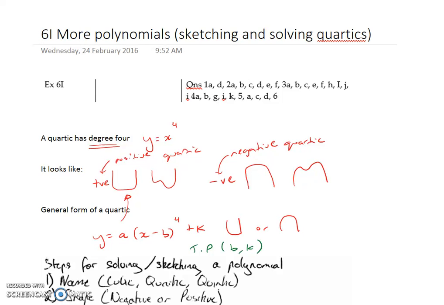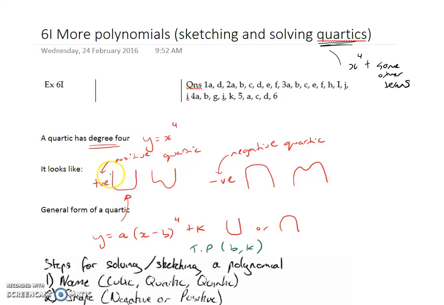Okay, so this video is going to go through sketching quartics. A quartic is a polynomial where the highest power is 4, so it has x to the power 4 plus some other terms. In general it looks like this.